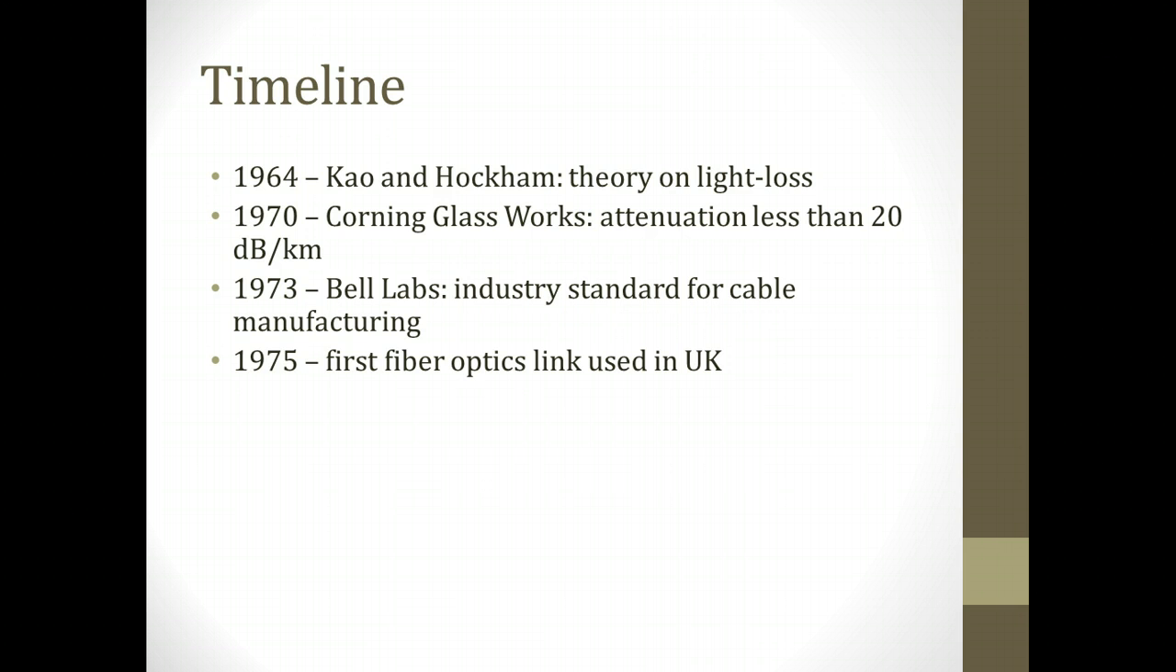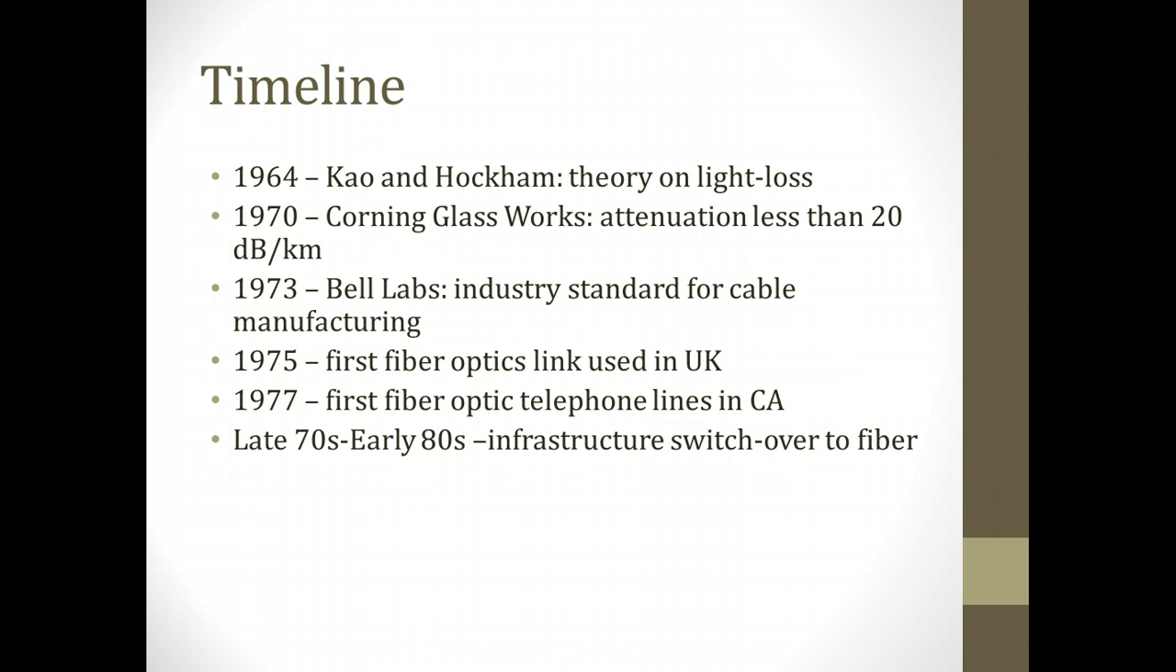In 1977, the first fiber optic telephone lines were used in Long Beach, California. Now, in the late 70s and early 80s, many telephone companies began to switch their infrastructures over to fiber optics. In 1986, Sprint introduces its 100% all-digital, all-fiber optics network.